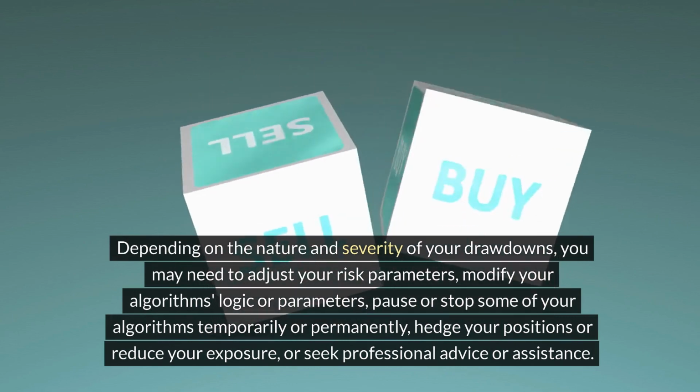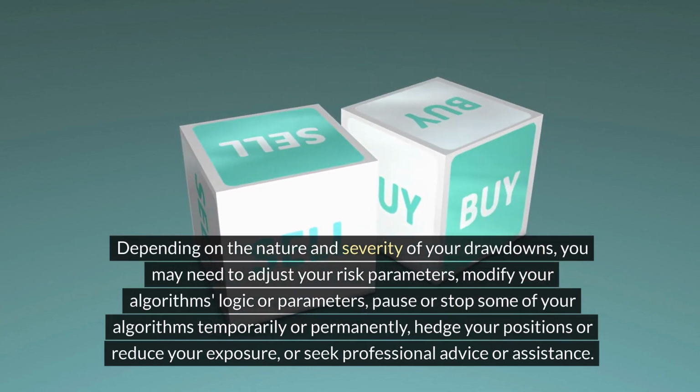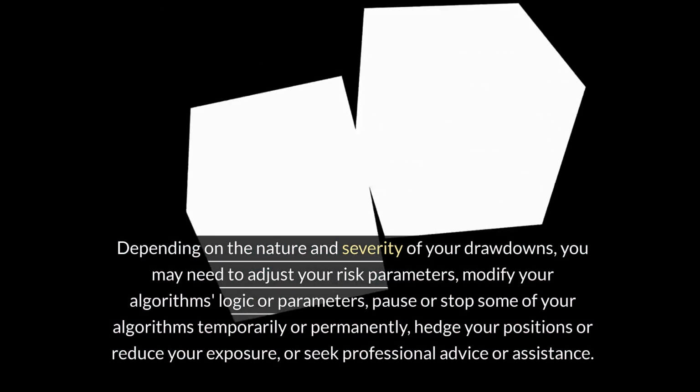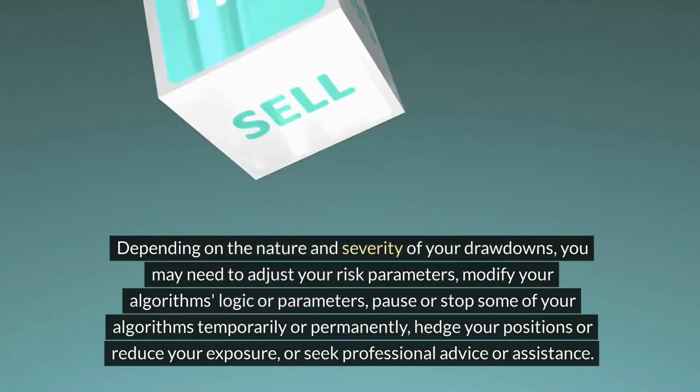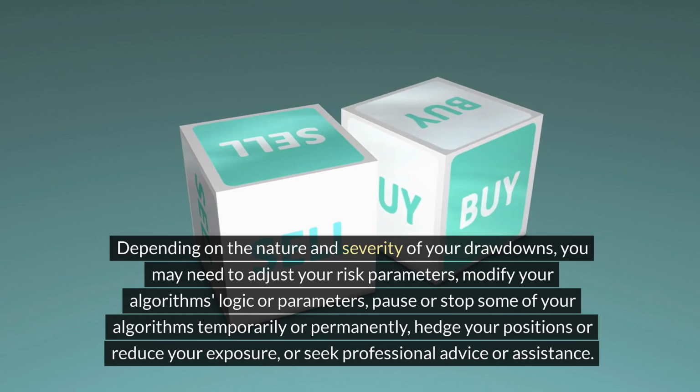Take appropriate actions to mitigate your drawdowns. Depending on the nature and severity of your drawdowns, you may need to adjust your risk parameters, modify your algorithm's logic or parameters, pause or stop some of your algorithms temporarily or permanently, hedge your positions or reduce your exposure, or seek professional advice or assistance.